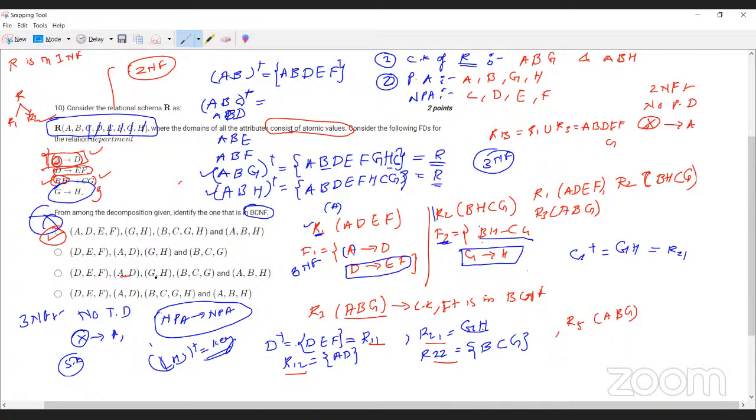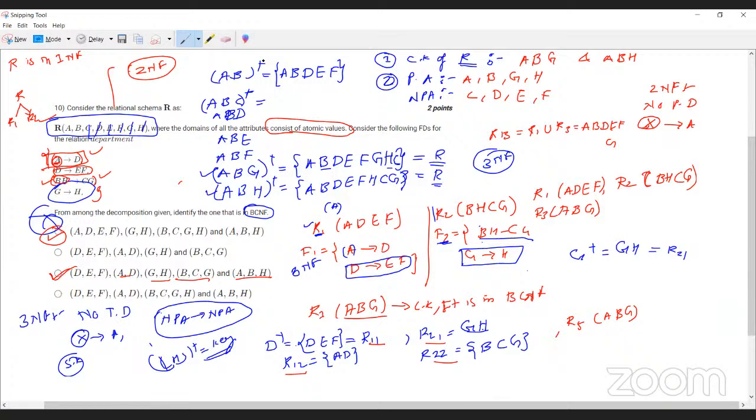DEF, AD, GH, BCG. As you remember, initially we considered ABG as the key, right? If I consider ABH, then this will be a correct option, right? Yes. Initially you considered ABG as a key here, right? I can consider ABH also, right? If I consider ABH, then this will be a correct option.